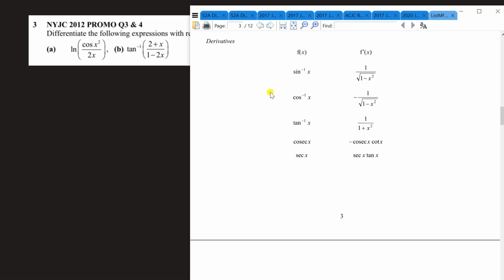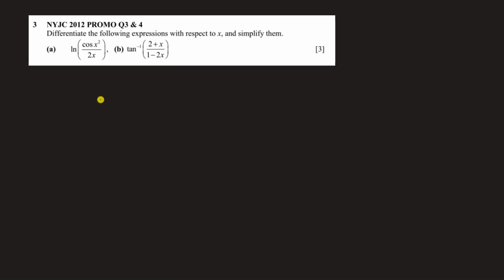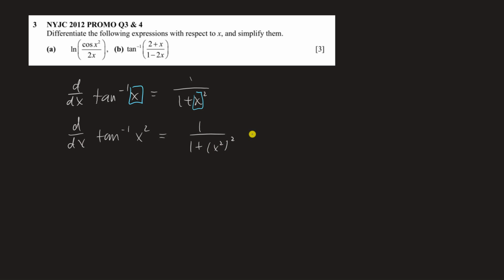However, do take note that these MF26 formulas here are sort of a bait, okay? A lot of students think that, oh, let's say I have tangent inverse x. Differentiating this gives me 1 over 1 plus x squared, right? Oh, so if they give us an x squared here instead, for example, like so, tangent inverse x squared. Oh, all I need to do is replace this x by x squared. So they will get answers like this. 1 over 1 plus (x squared) squared. 1 over 1 plus x to the power 4.